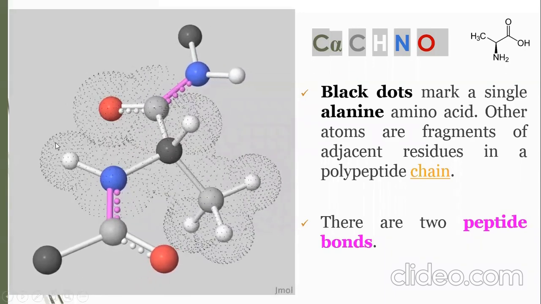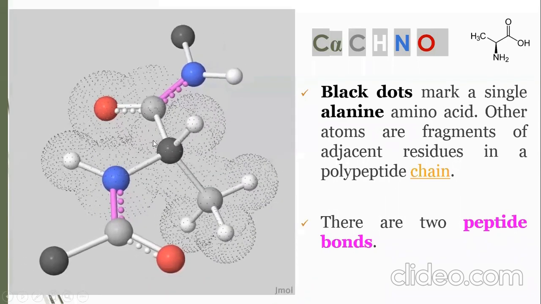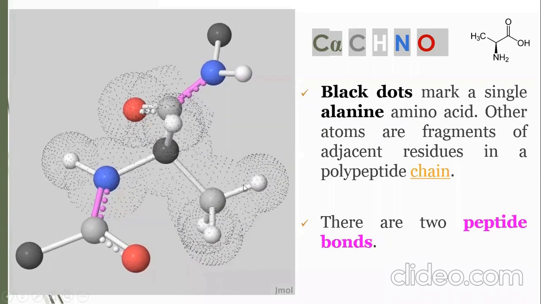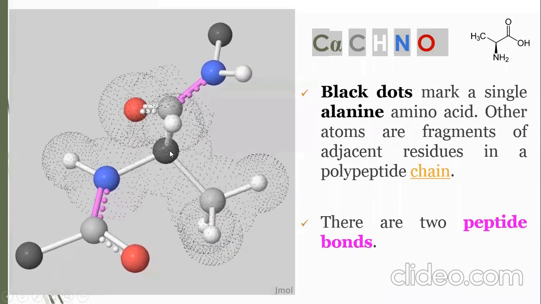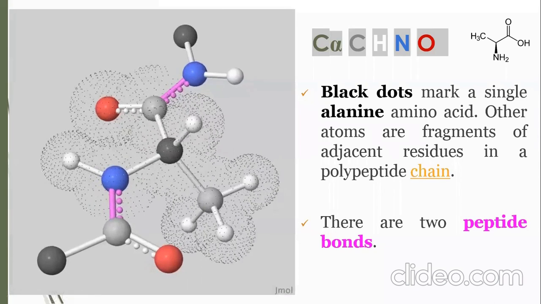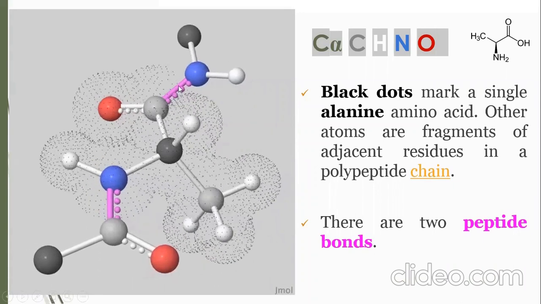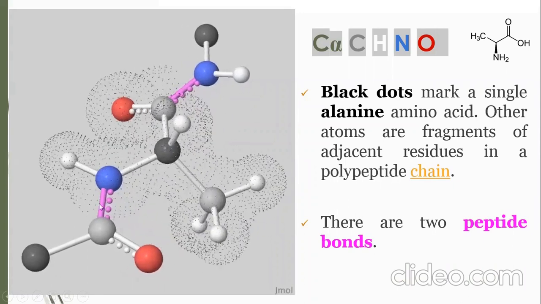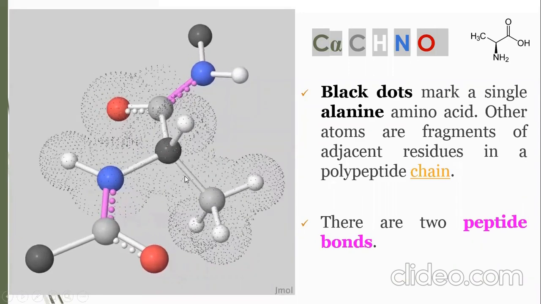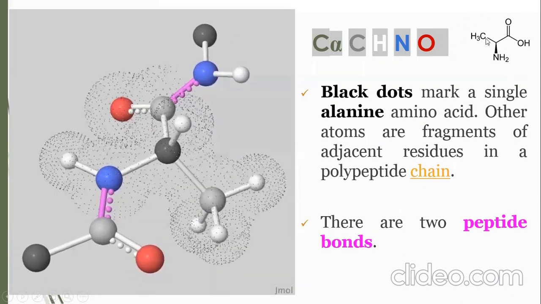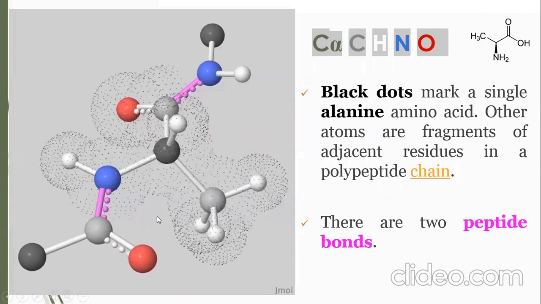The dotted structure is the structure of alanine. Alanine only has CH3 as a side group. Here is the alpha carbon, with the carbonyl carbon here, which is attached to another amino acid, making a peptide bond. This amino acid is shown like this one as well, with CH3, NH2, and this carboxyl carbon. Am I clear up till now?